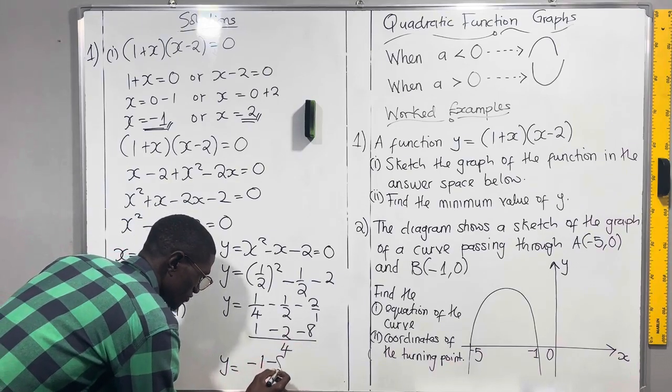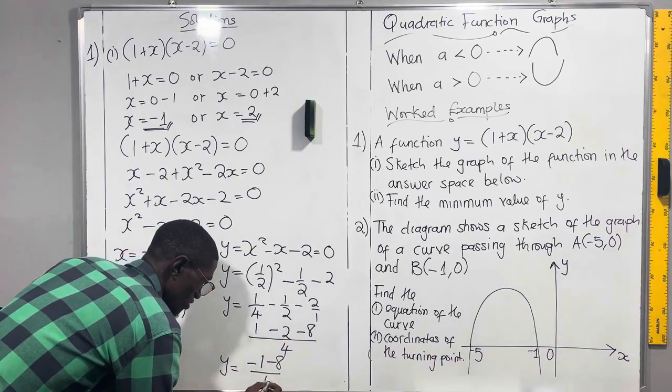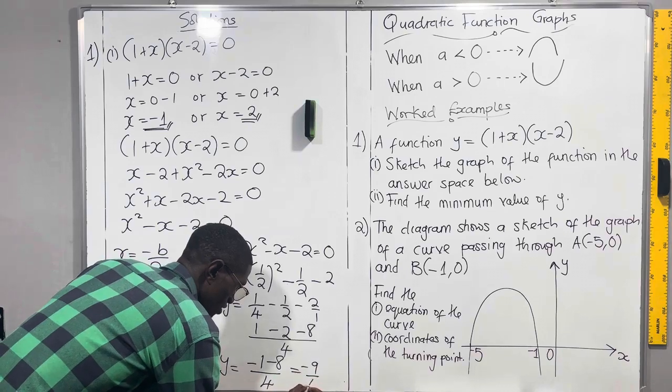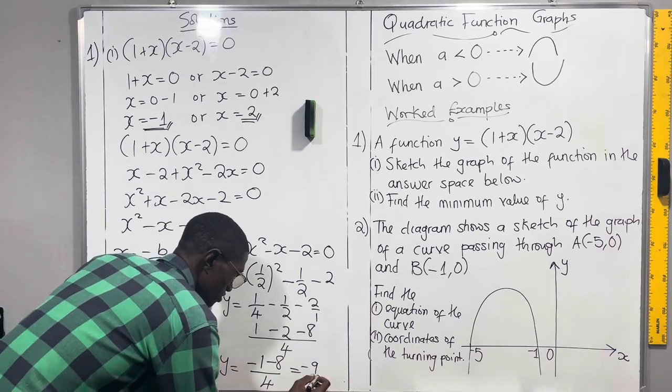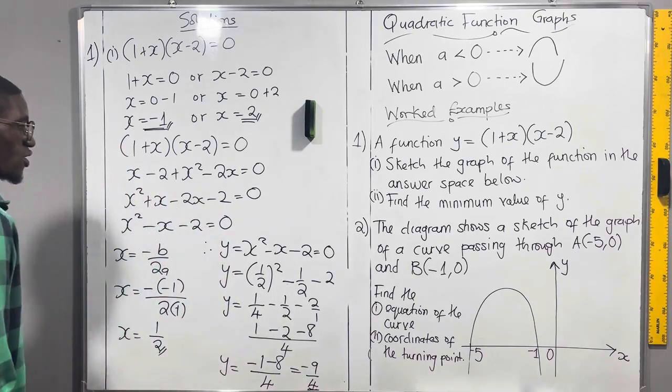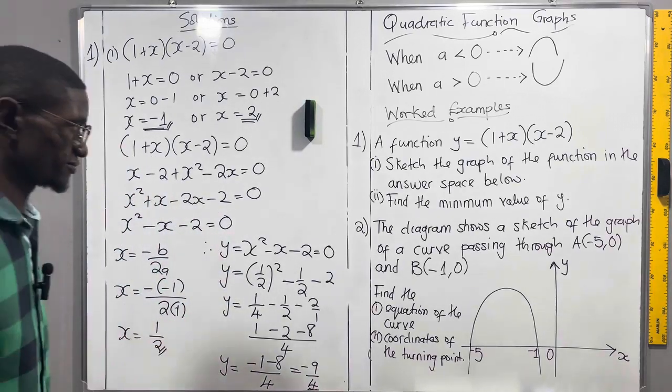And then we bring down the negative 8 over the 4 there. When you simplify, we're going to get negative 9 over the 4 there. So meaning the minimum value of y is negative 9 over 4, and you're done.